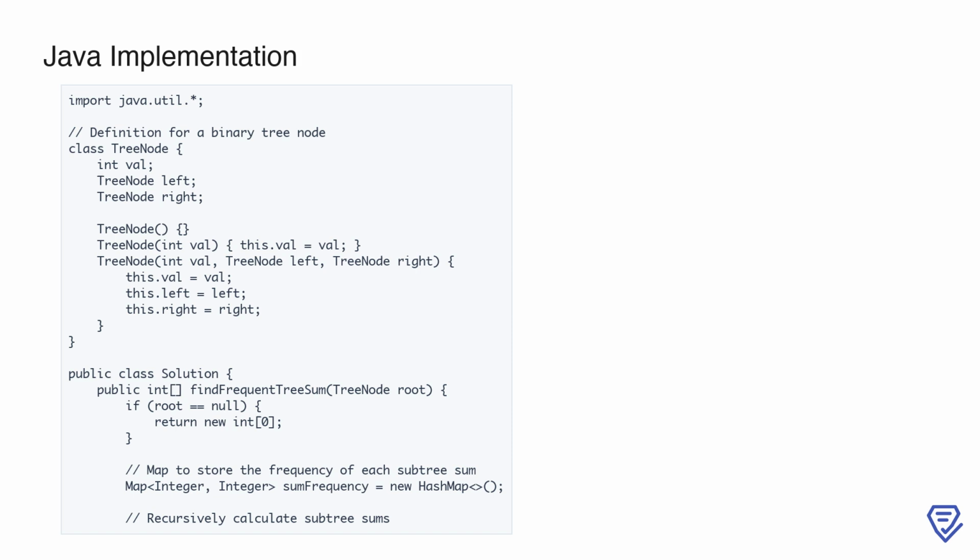The constructors allow us to initialize nodes in different ways, either with just a value or with both a value and child nodes. Next, in the solution class, we define the main method findFrequentTreeSum to solve the problem. First, we handle the edge case where the root of the tree is null by returning an empty array. Then, we declare a hash map called sumFrequency, which will help us store the frequencies of the subtree sums as we calculate them. Finally, we prepare to compute these sums recursively by calling a helper method that we will build shortly.